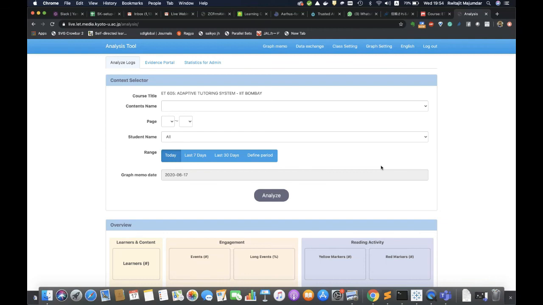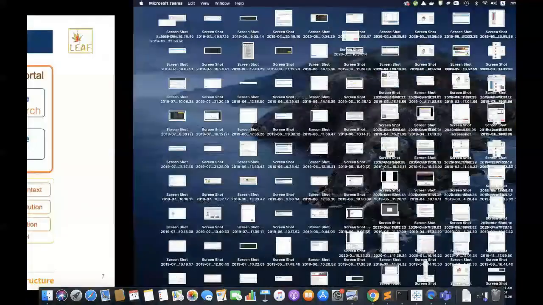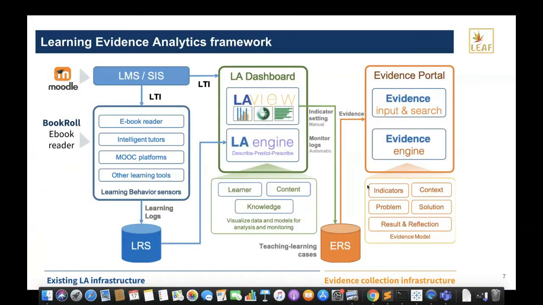Okay, sir. Next question is, how can we make teaching and learning more effective? So that's a very overall question. We are all trying to find out how we can make teaching and learning more effective. That's true, I agree. So what I want to answer here is one of the approaches that we are taking.